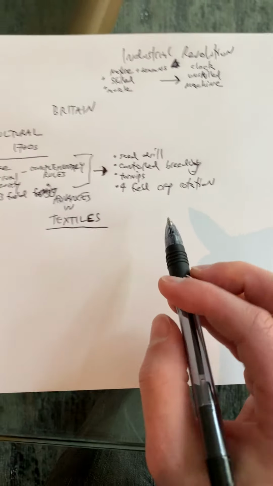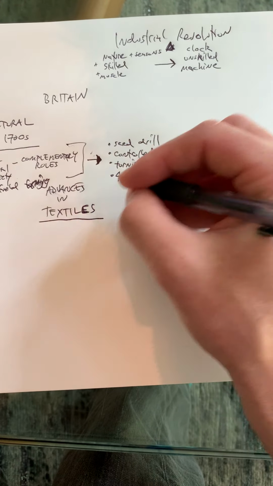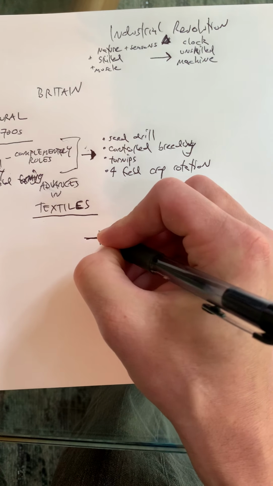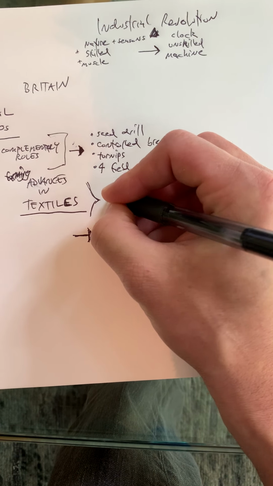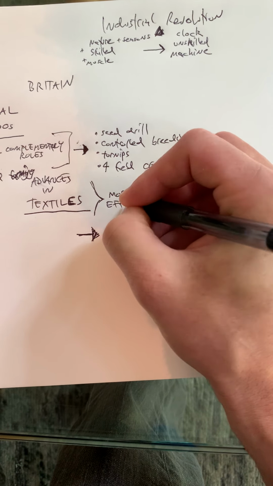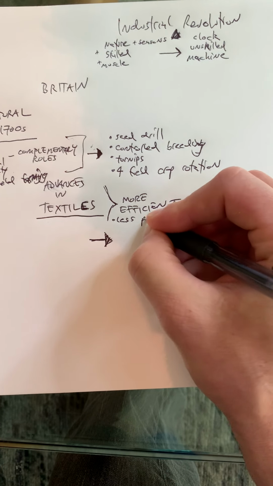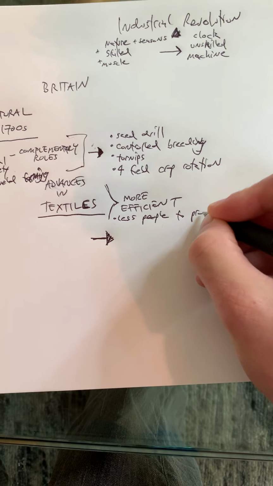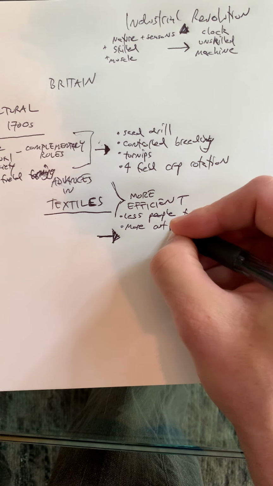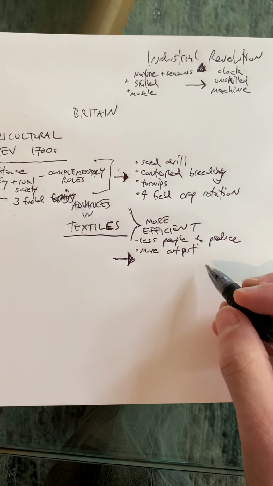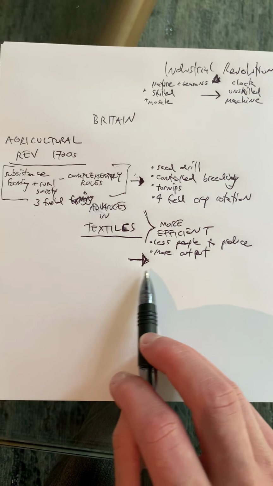All right, what does all this do? It ends up increasing, and this is the same with the textiles, both advances in textiles. I'll just make an arrow here. More efficient process, which means you need fewer people to produce it. And there's more output. And whether it's the new type of field farming that is being done, or it's the way that textiles change, that's what we'll look at now.